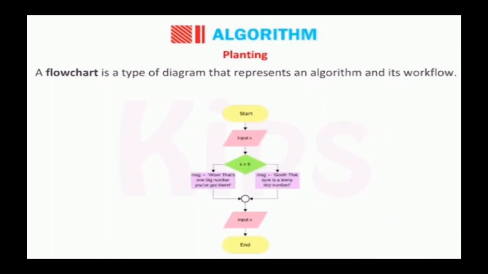Now, algorithm. Planting. A flowchart is a type of diagram that represents an algorithm and its workflow. So, the first step is the algorithm. We simply write down the steps in English or Hindi on how to accomplish the task, and then with the help of a flowchart we convert those simple lines into a flowchart.